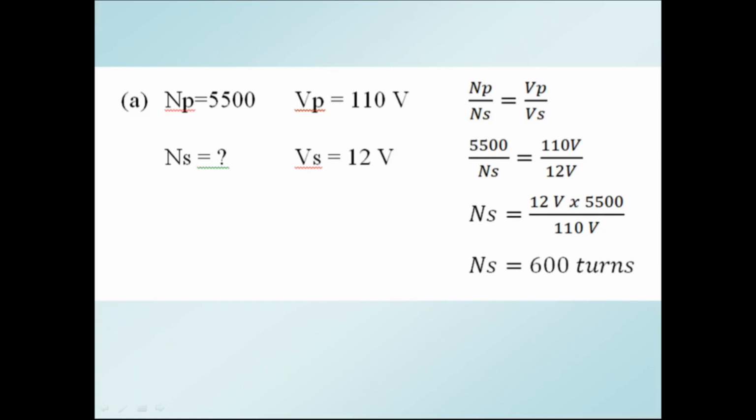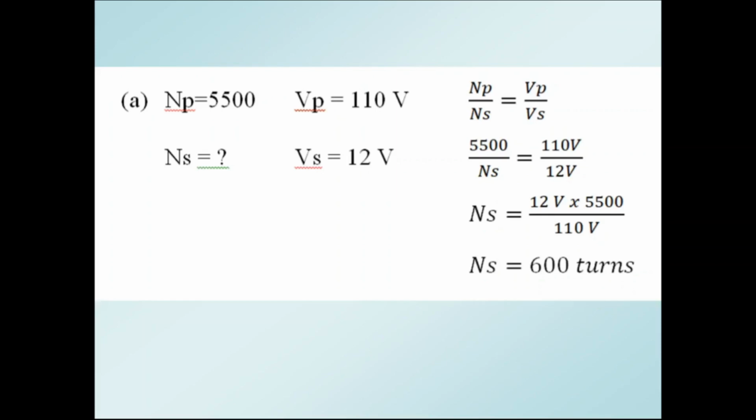So, identifying our variables, we'll see that the number of turns in the primary coil is 5,500. The primary voltage is 110 volts. The secondary voltage is 12 volts, and our secondary number of turns is the unknown that we're looking for. So our formula Np over Ns equals Vp over Vs. Substituting our values, we will end up multiplying 12 volts times 5,500 and divide that by 110 volts to get the number of turns in the secondary coil, and that works out to 600 turns.